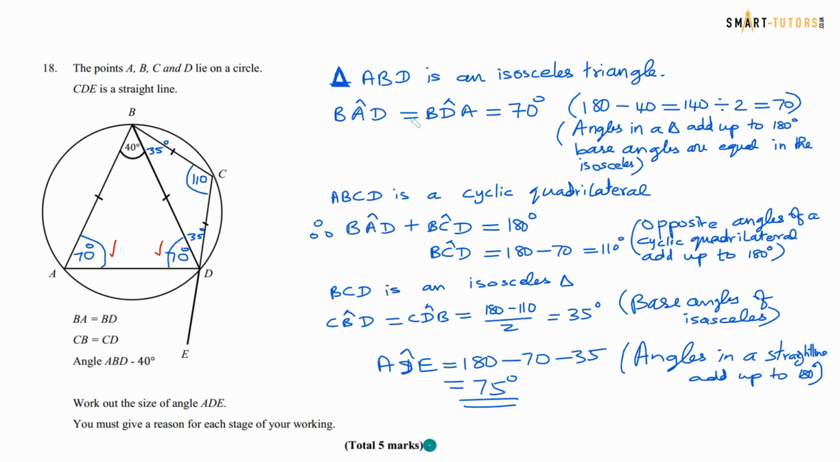Now this is a cyclic quadrilateral. Opposite angles add up to 180. Take away 70, 110 is the angle C. Take away from 180 again 70, divide by 2 is 35. Once you find the 35, the straight line angle CDE is going to be 180. So 180 take away 70, take away 35 gives this one as 75 degrees. That is the answer, since angles on a straight line add up to 180. That is question number 18.